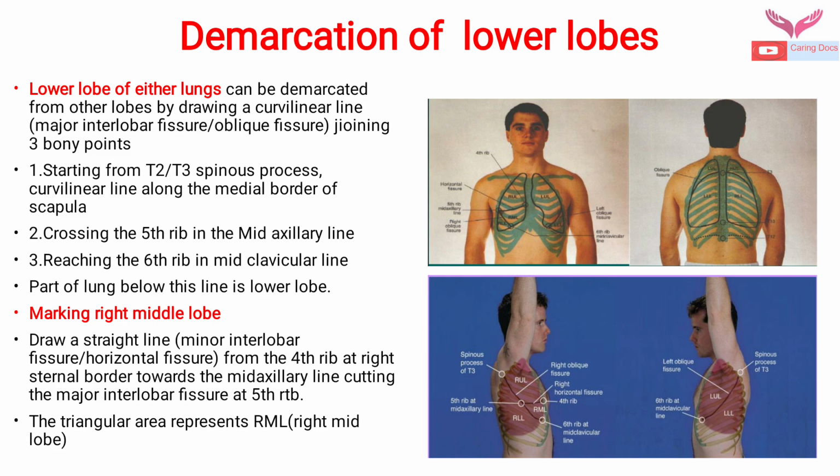Let's discuss marking the right middle lobe. Draw a straight line, the minor interlobar fissure or horizontal fissure, from the fourth rib at the right sternal border towards the mid axillary line, cutting the major interlobar fissure at the fifth rib. The triangular area represents the right middle lobe.